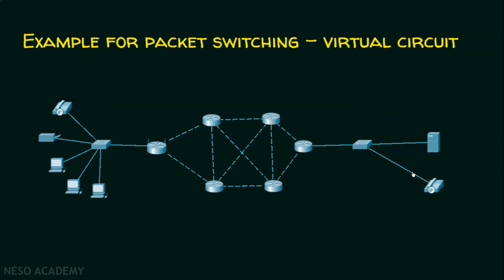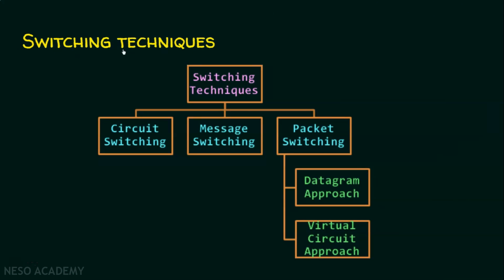We will have a simple recap now. Basically, switching means finding the best route for transferring the data from the sender to the receiver, particularly in a large network. Switching basically has three techniques: circuit switching, message switching and packet switching. And packet switching has two approaches: datagram approach and virtual circuit approach.